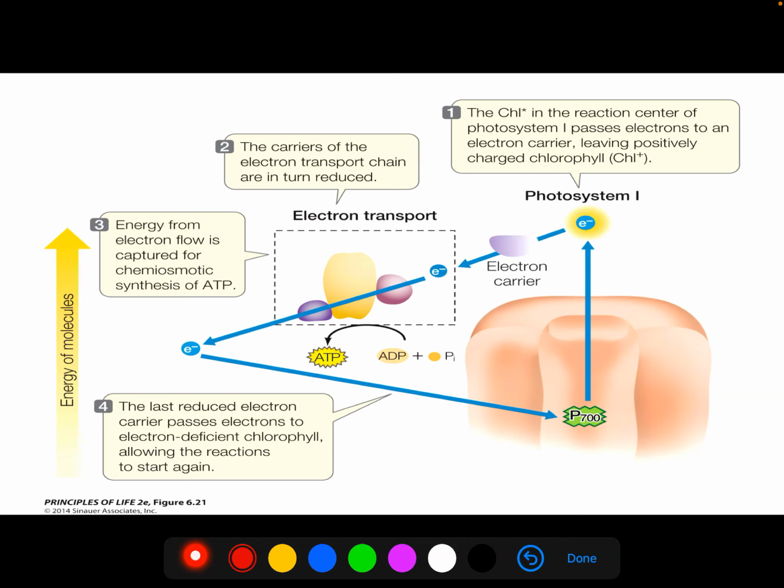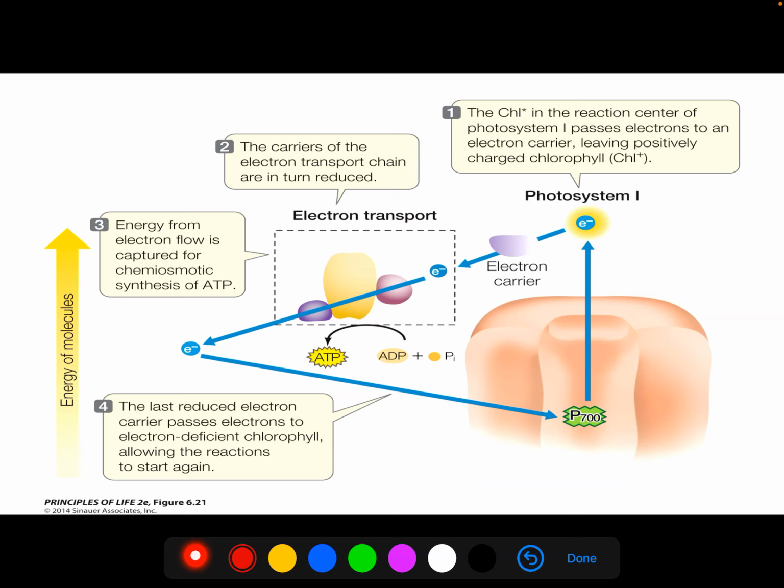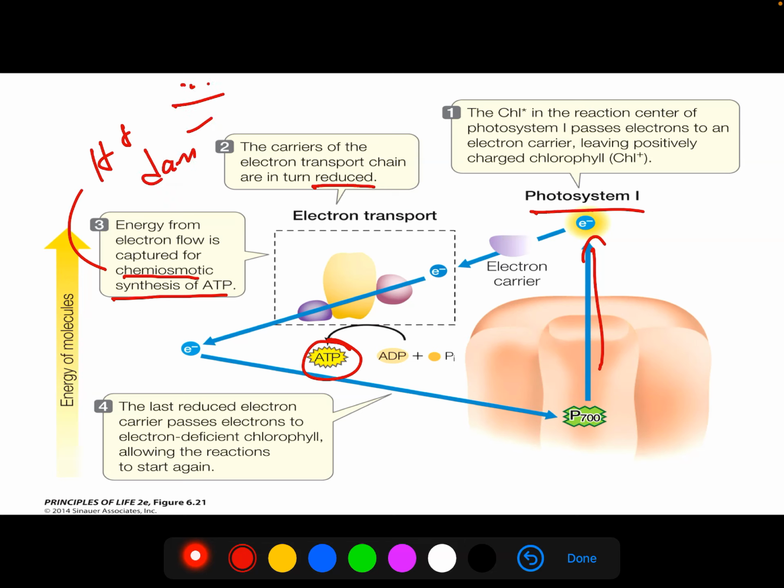And so here's cyclic electron transport. Okay, so here we go. PS1, reaction center. Okay, energized. Boom. There we go. Here's all the electron carriers and proteins. They're all reduced. We're making some ATP, and the energy from the electron flow is captured for chemiosmotic synthesis of ATP. Right. So whenever you see chemiosmosis, you should be thinking hydrogen ion, like a dam. Right. The dam, a lot on one side of the membrane, not much on the other, flows downhill.